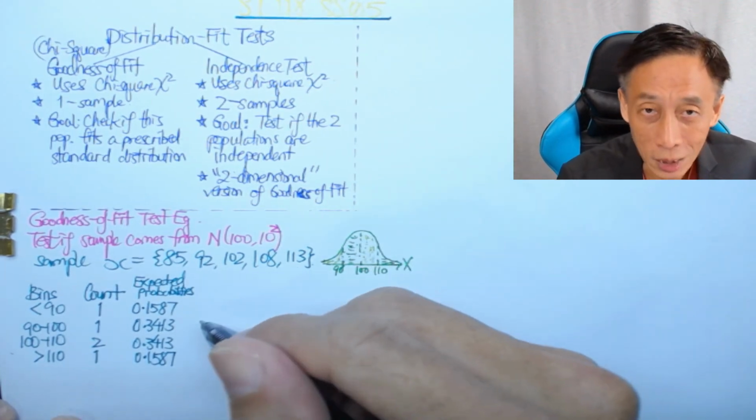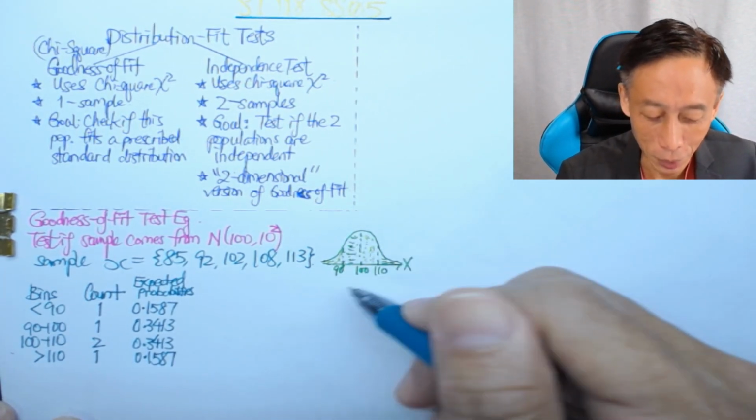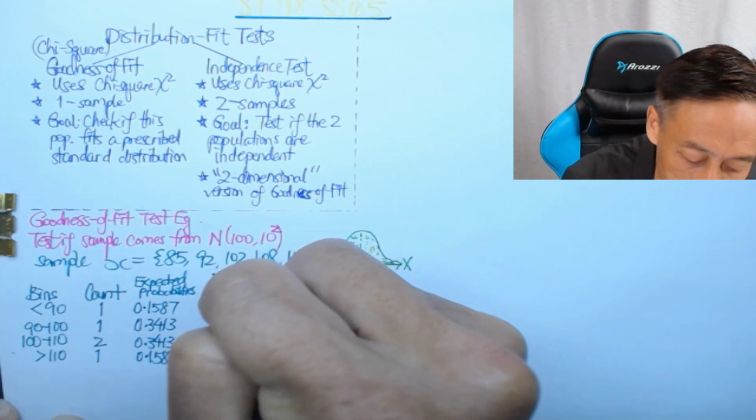Then our goal is not the expected probabilities, because this is just based on the picture here, right? Our goal is the expected count.